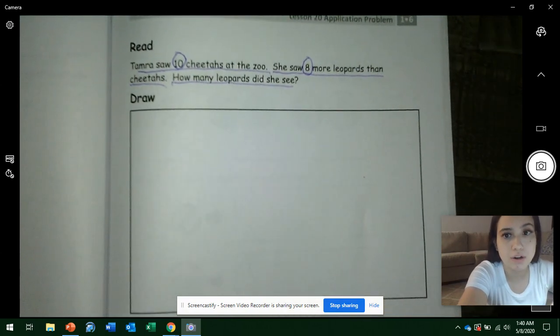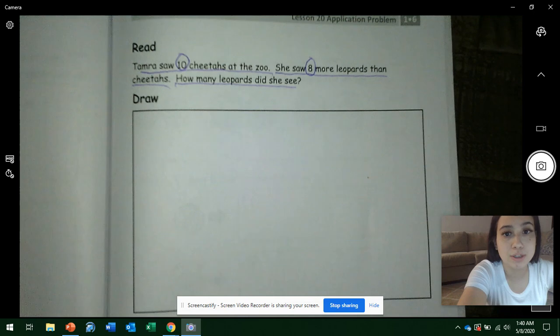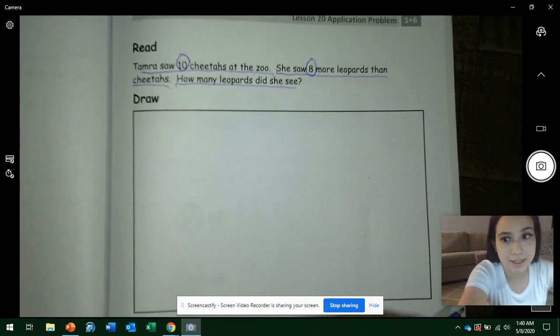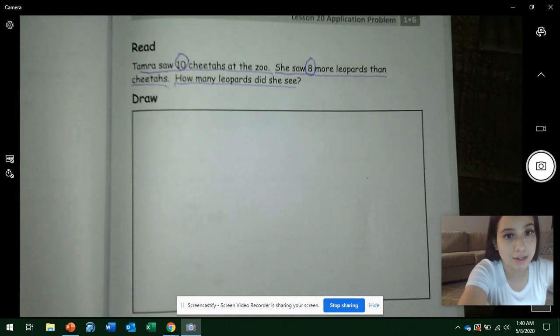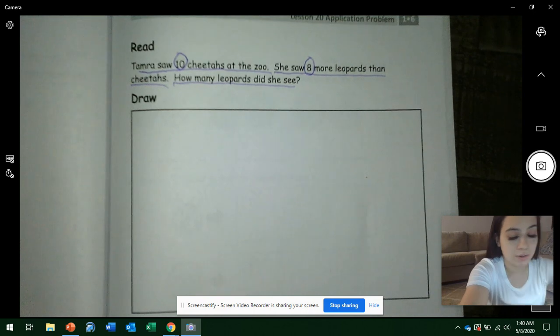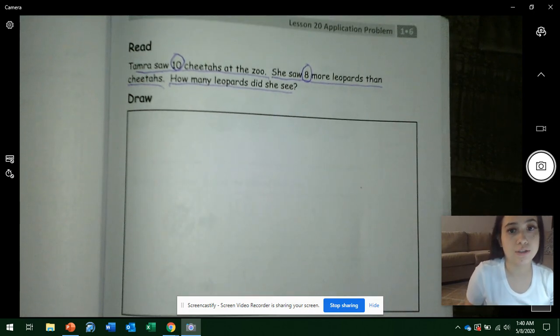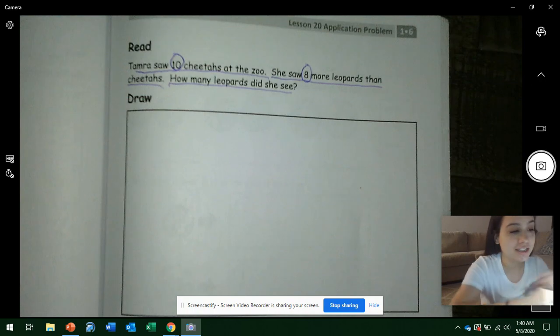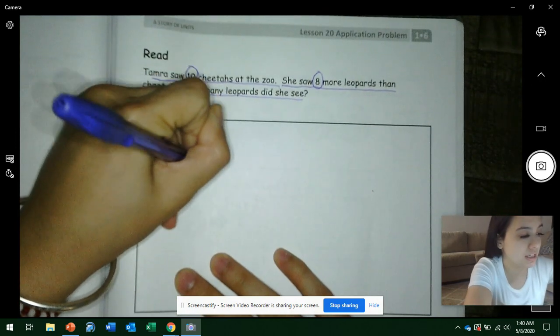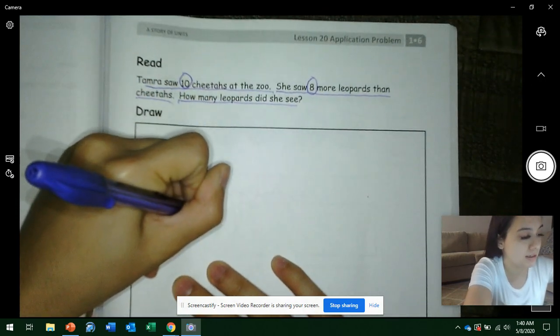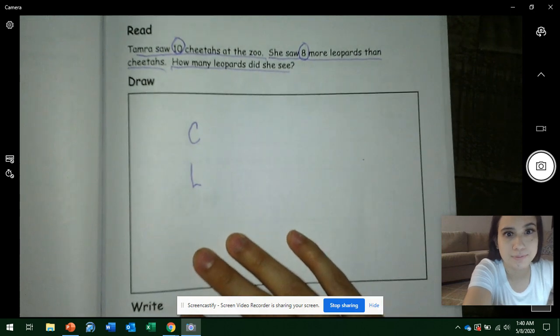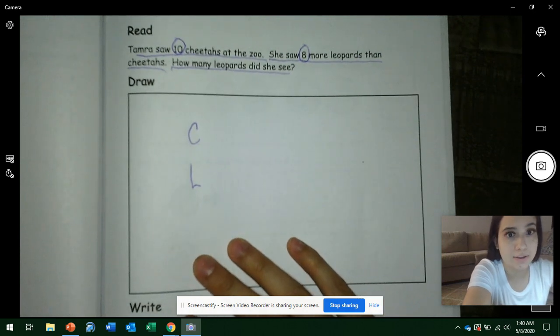So let's go ahead and draw our picture. And remember, since we're already going to be second graders, we are drawing tape diagrams for our pictures. So the problem is about two animals that she saw at the zoo. Which two animals? Get ready. Yes, cheetahs and leopards. So we're going to put a C for cheetahs and an L for leopards. Go ahead and do as I do. Now let's draw together. Ready?